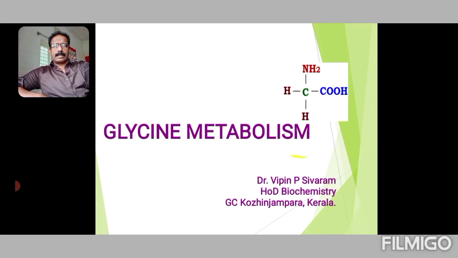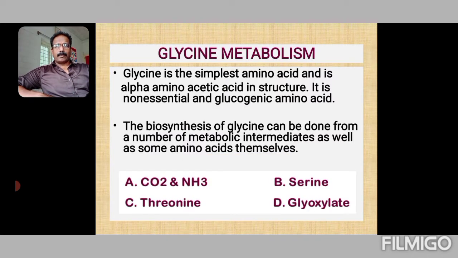Now, glycine can be formed from a number of biomolecules, especially from some amino acids also. Basically, we are dealing with four different types of synthetic pathways for glycine here. After that, we will see the degradative pathways of glycine also. Now, these are the four molecules from which glycine is basically formed.